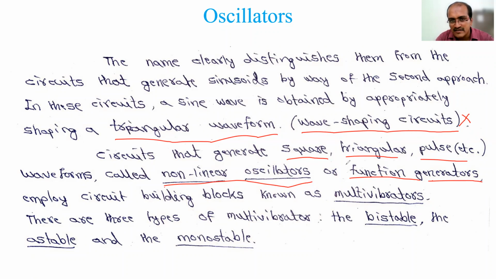First I am giving these different types of circuits, the applications of transistors. First one I gave you was linear oscillators. Second I told you wave shaping circuits, which we are not discussing. And then non-linear oscillators, also called function generators. How will this be generated? It employs circuit building blocks known as multivibrators. There are three types of multivibrators: bistable, astable, and monostable.